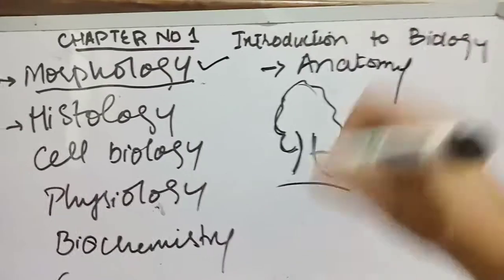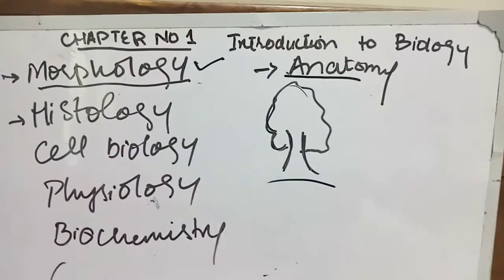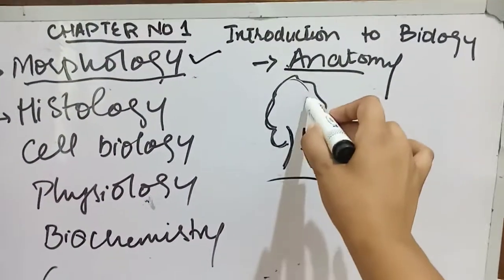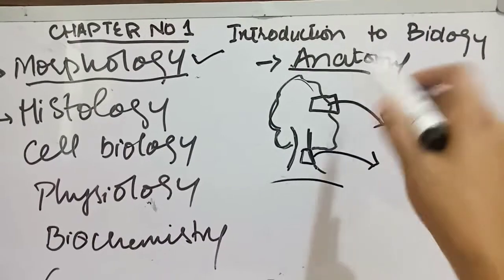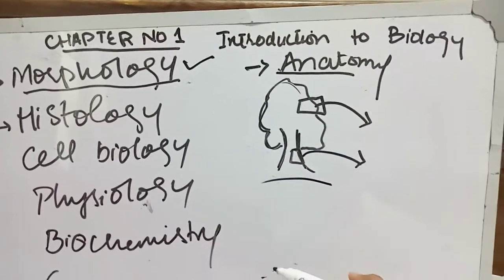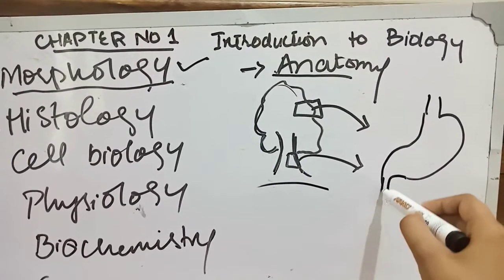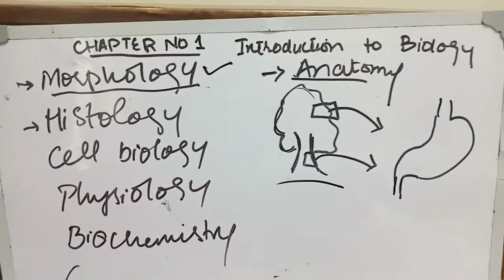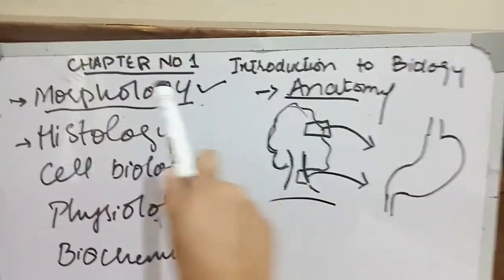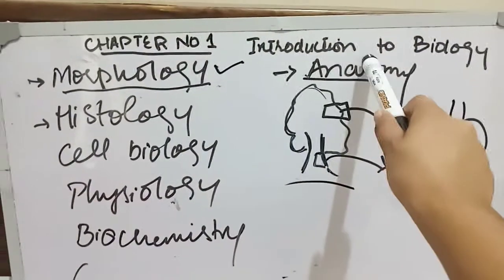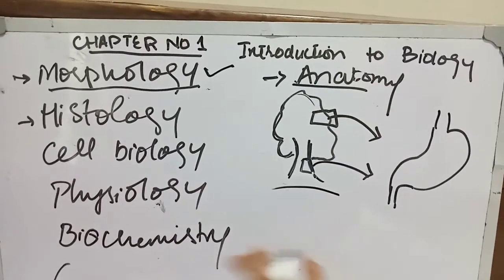Another branch that came after morphology is anatomy. Anatomy means internal structures. It is the branch of biology in which we study internal structures. This is the shape; when we study its internal structure, its leaves, its stem, this is known as anatomy. In the case of human beings, we study the stomach. The stomach is an internal organ of human beings. So this is the anatomy of living organisms, and this is the anatomy of plants. Morphology means form and structure. Anatomy means internal structures. I hope this concept is clear.